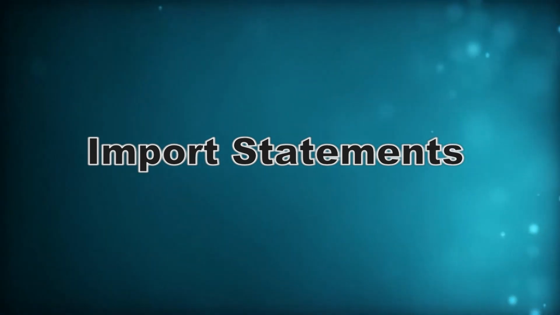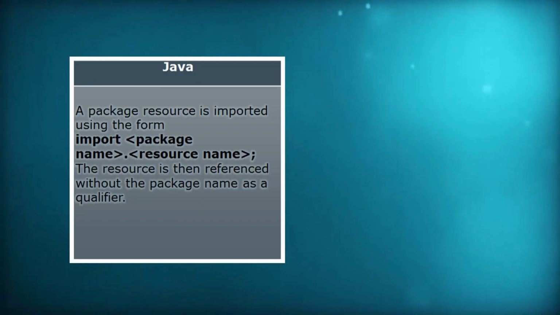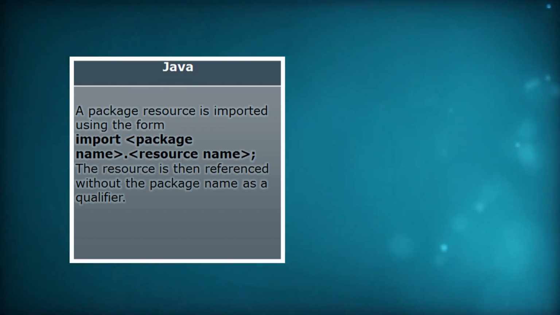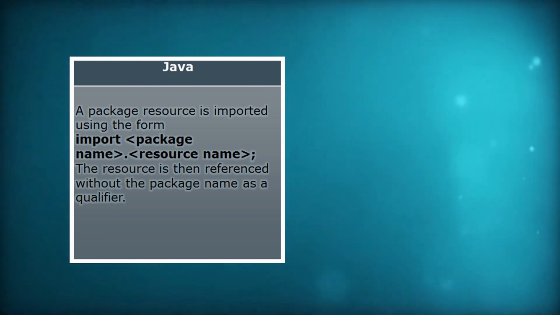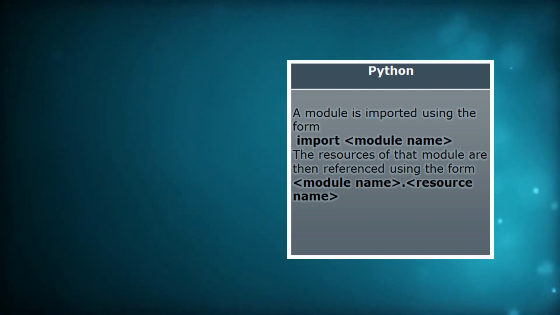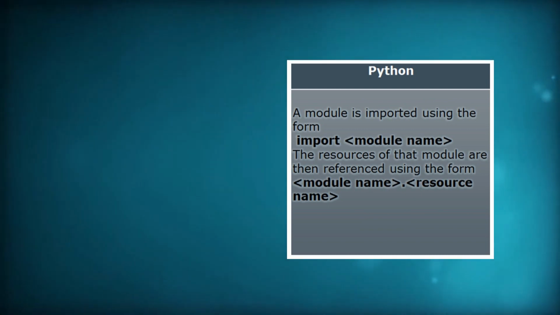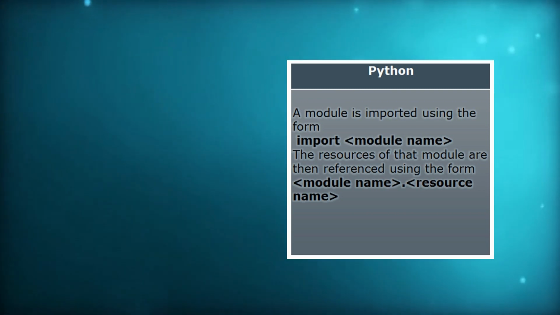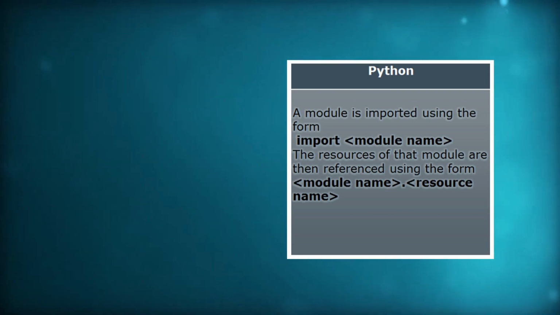Import statements. A package resource is imported using the form import package name.resource name. The resource is then referenced without the package name as a qualifier. A module is imported using the form import module name. The resources of that module are then referenced using the form module name.resource name.